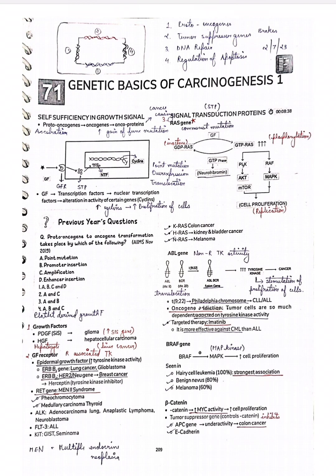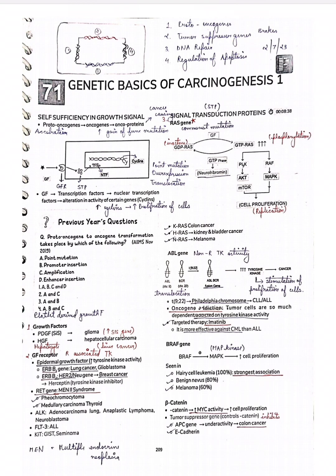So talking about the growth factors, first of all, there are 2 types of growth factors. One is platelet derived growth factor, which is regulated by the SIS gene. More, that is, an increase in the amount of SIS gene, will lead to glioma. Then there is hepatocyte growth factor. The increase in the HGF gene will lead to hepatocellular carcinoma, or liver cancer. This was all about growth factors.